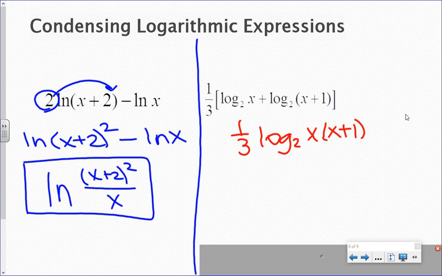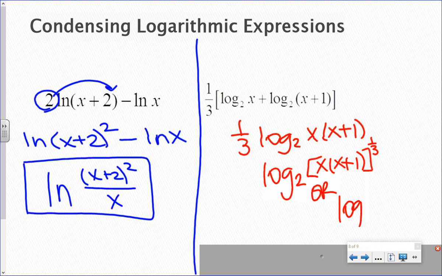Then this 1/3 becomes a power, so you can do one of 2 things. You can write it as x times x plus 1, all of that to the 1/3 power, or you can write it as the cubed root of x times x plus 1. I don't care which one you do, but understand that they do mean the same thing. Questions on either one of those examples?